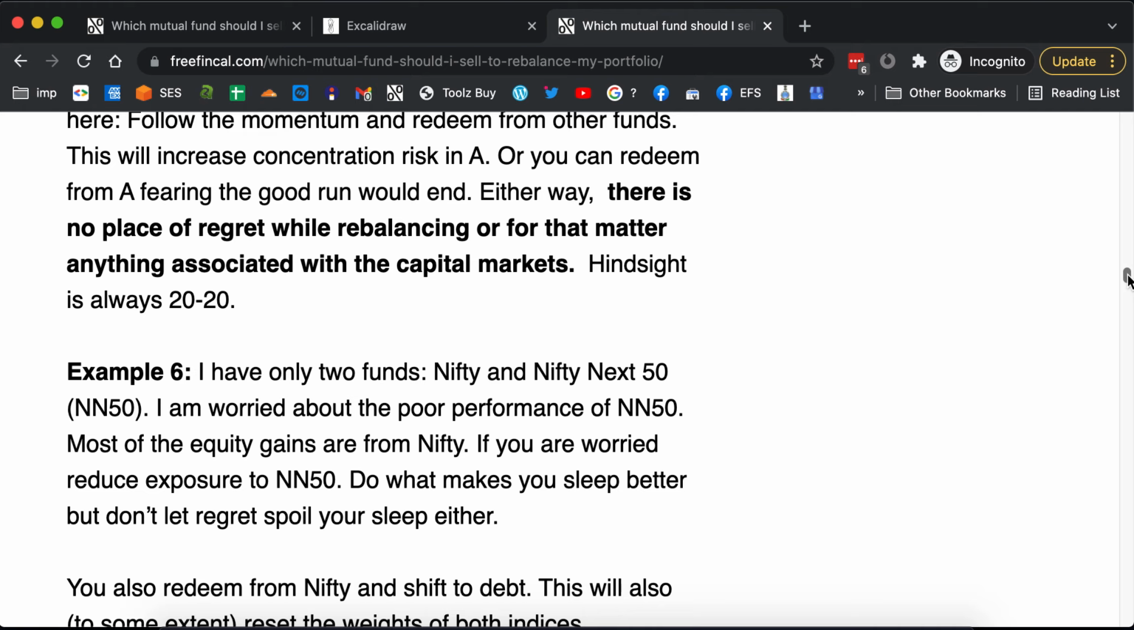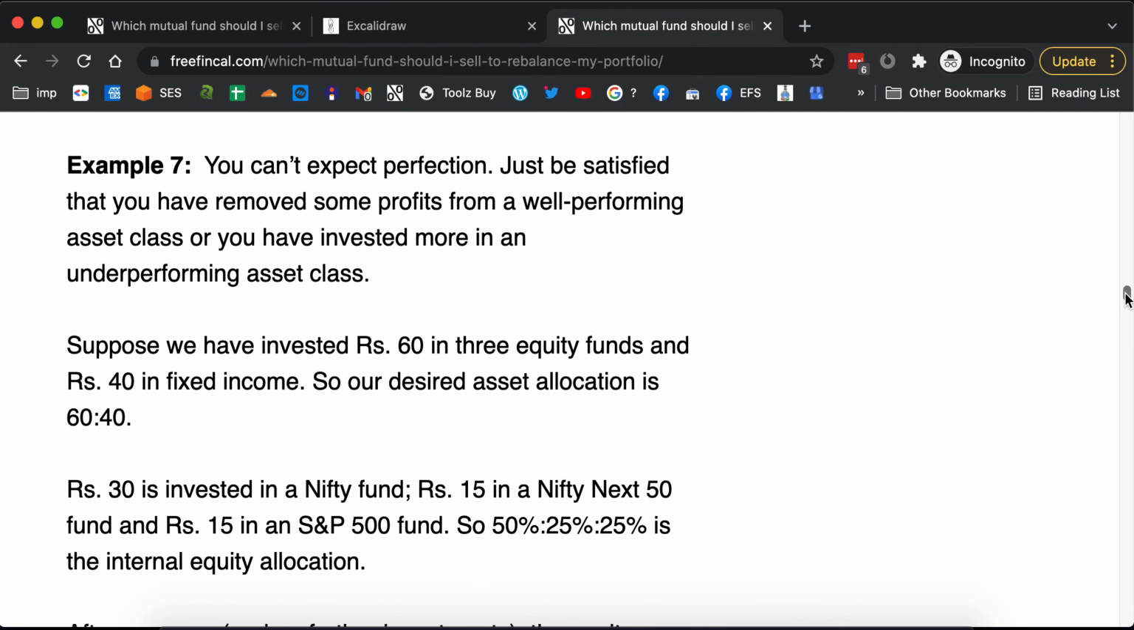Now, finally, let's say you have a situation where you have 50% of Nifty, 25% of Nifty Next 50 and 25% of S&P 500. And the overall equity is 60%, fixed income is 40%. Now, you don't need to rebalance every year, because that will be an overkill for most people. Although it is recommended, most people will be unwilling to do that. What you can do is rebalance when your equity allocation departs by 5%. That is, 60% becomes 65% or more, or 55% or less. Then you can do a rebalance.